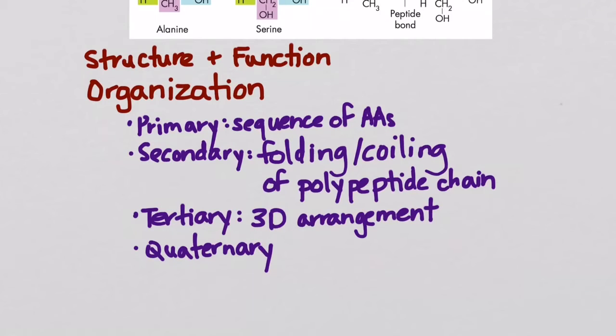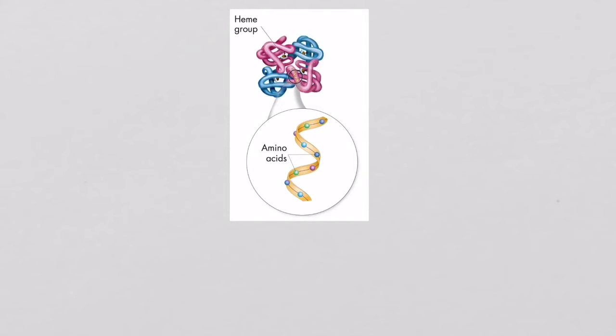So let me show you a picture here showing these different levels of the protein structure. This is showing the 4 levels of structure in hemoglobin, which is a protein that you find in red blood cells, and its job is to bring oxygen around in the bloodstream.